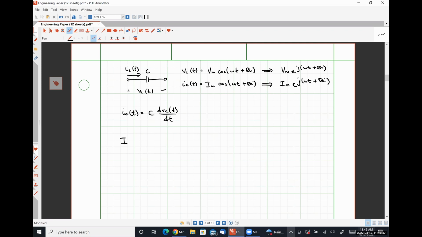So we'll have Im e to the j omega t plus theta I is equal to C times the derivative with respect to time of Vm e to the j omega t plus theta V, which is simply multiplying by a factor of j omega. So we'll have j omega C Vm e to the j omega t plus theta V.